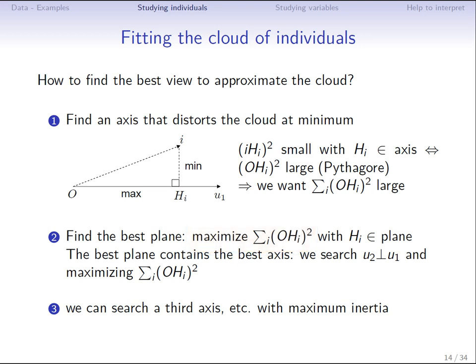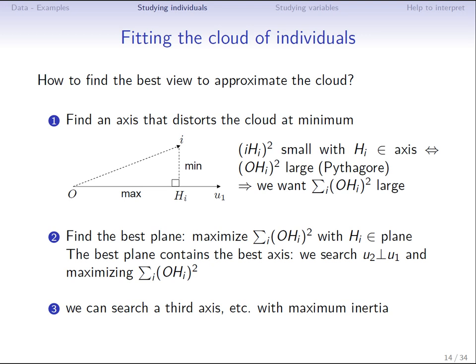It can be shown that the best plane contains the best component. So to find the best map, you can find the best dimension and then find a dimension orthogonal to the first dimension and find the one that maximizes the sum of the OH_i squared.